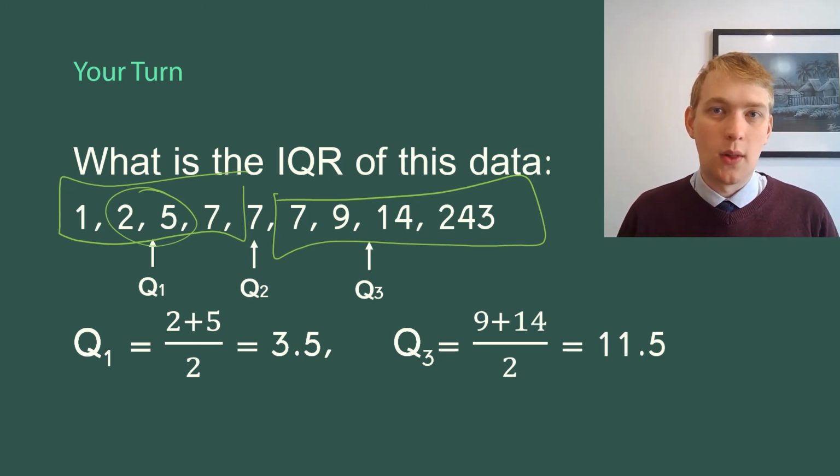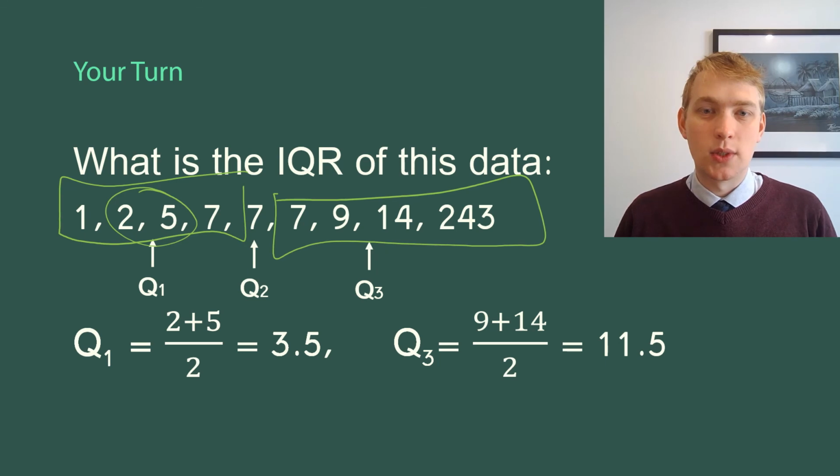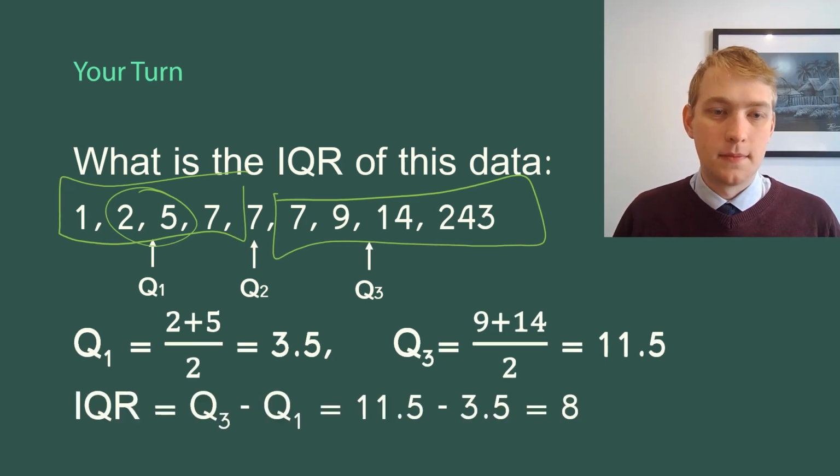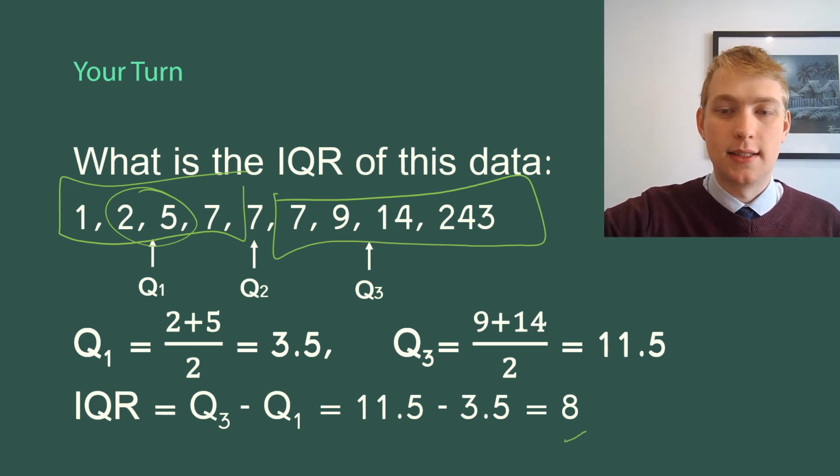So now we've found quartile 1 and quartile 3. We can find the interquartile range. So interquartile range is going to be the third minus the first quartile, which is going to come down to 8.